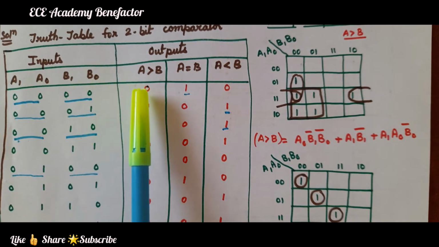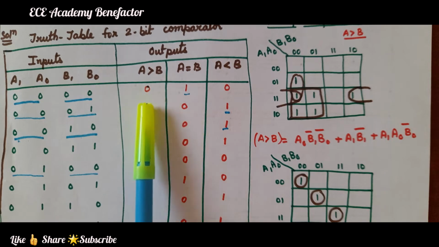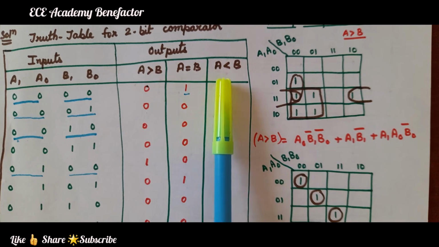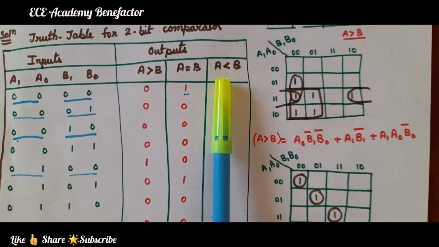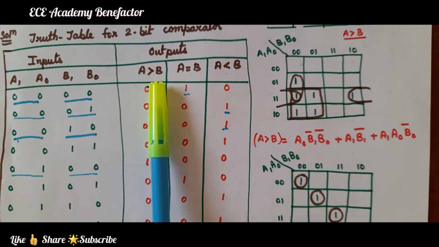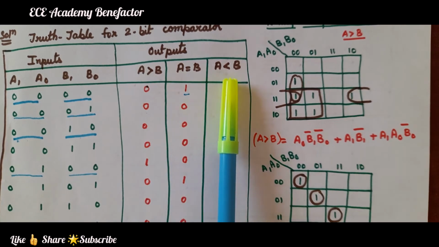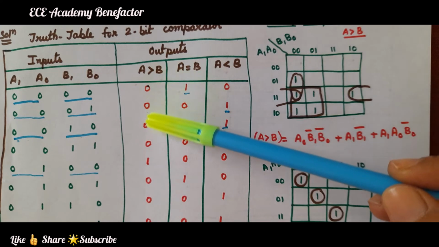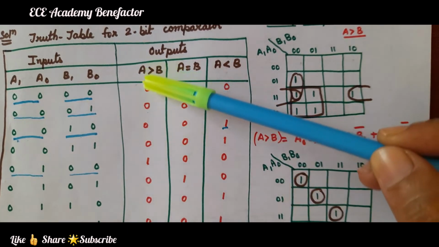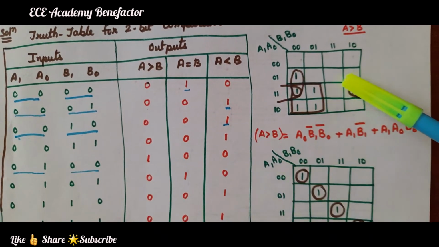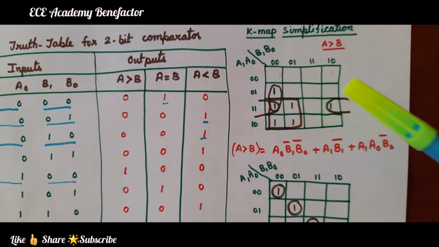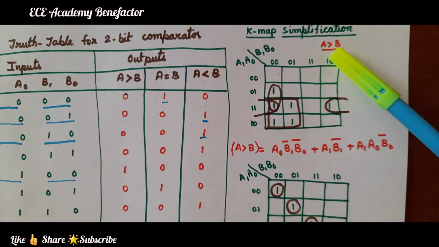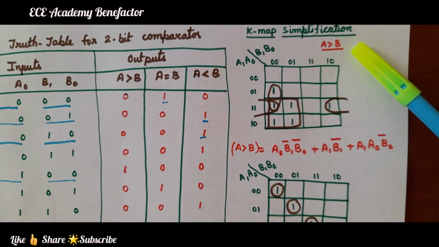So we need to draw 3 4-variable K-maps, for A greater than B, A equal to B, and A less than B. Looking at the column A greater than B, we need to fill the K-map. This is the 4-variable K-map drawn for the column A greater than B.